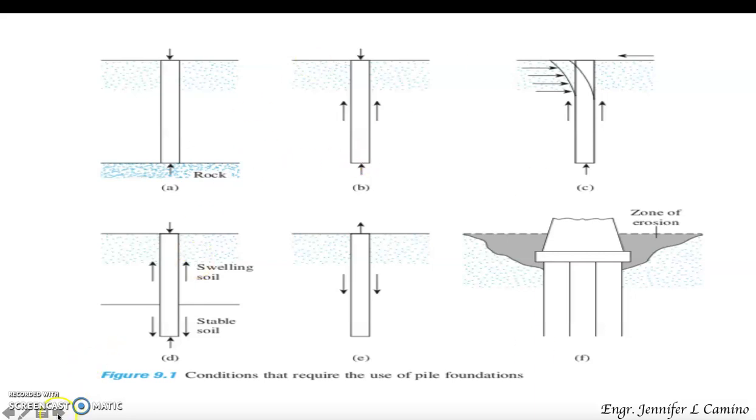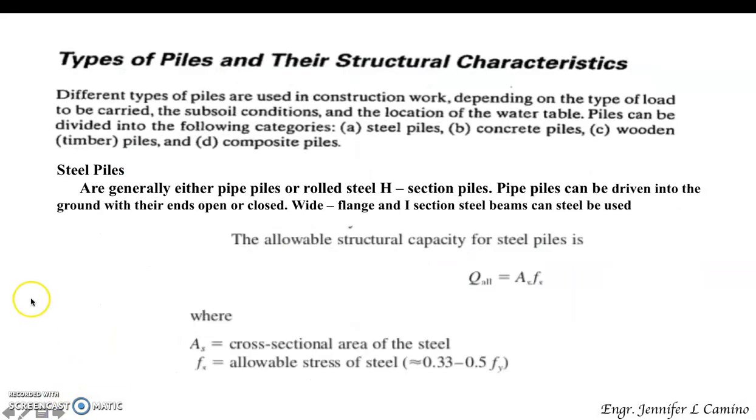So basically, we have different types of piles, and they have their specific structural characteristics. So different types of piles are used in construction work. It depends on the type of load that will be carried, the subsoil condition, and the location of the water table. So piles can have different categories. It can either be steel piles, concrete piles, wooden or timber piles, and composite piles.